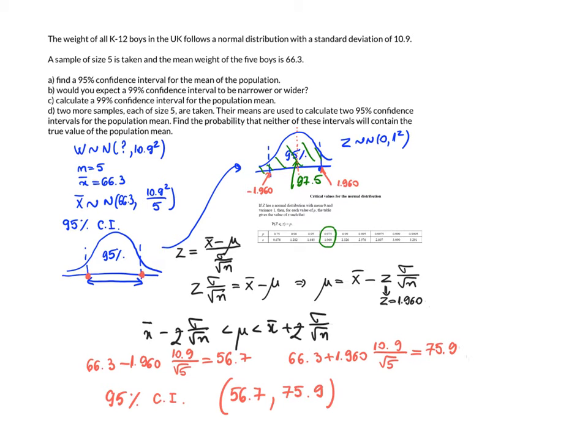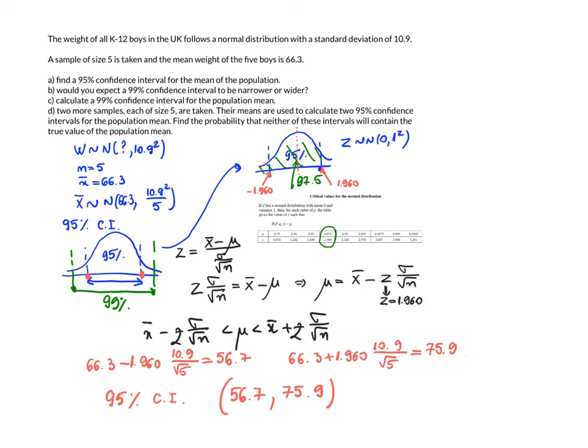Would you expect a 99% confidence interval to be narrower or wider? Just pause a bit and think about it. Look at our diagram. A 99% confidence interval will be from here to here. So, of course, it will be wider. I'm not going to calculate a 99% confidence interval for the population mean.